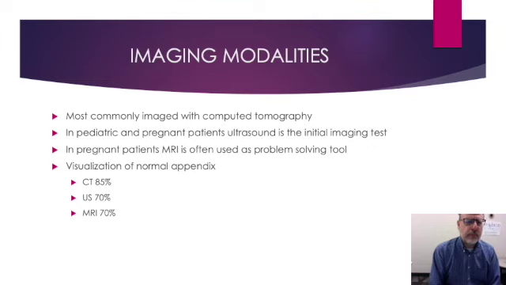As I mentioned before, finding a normal appendix, due to its variable appearance and location, can be challenging on cross-sectional imaging. CT scan performs the best in this setting, with, in some studies, up to 85% of normal appendixes being evaluated on CT. As you can see from the slide, on ultrasound and MRI there is less consistent visualization of the appendix.